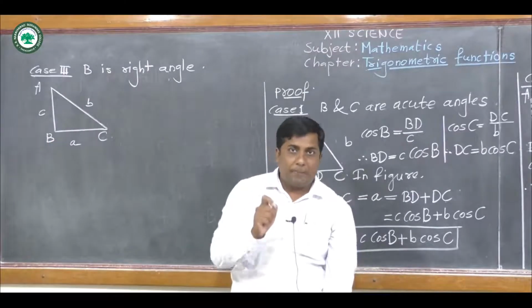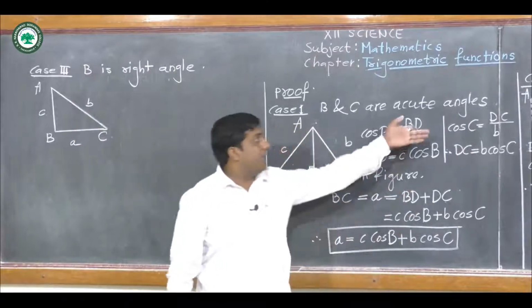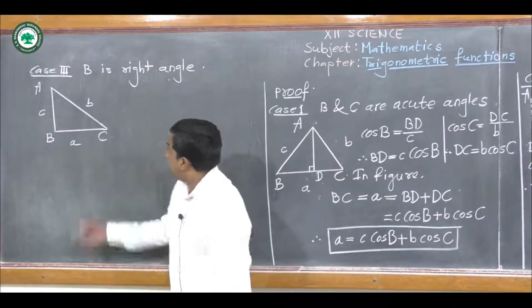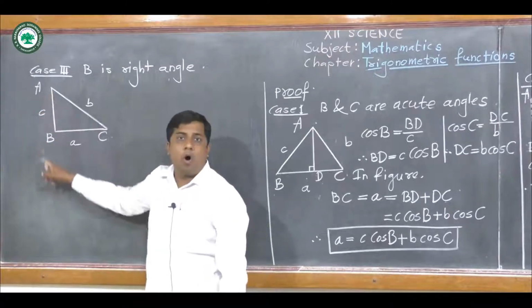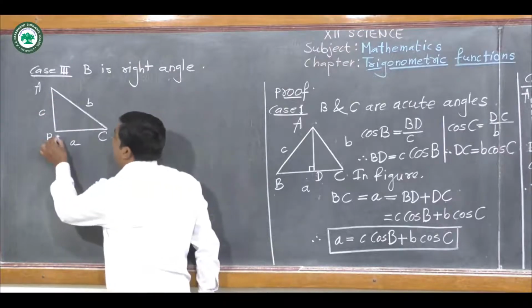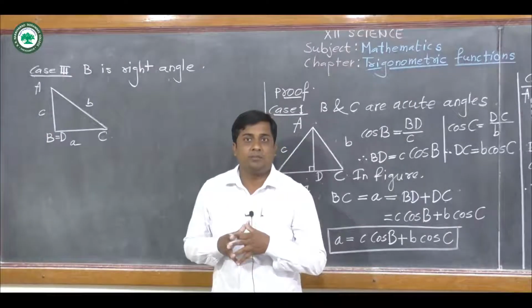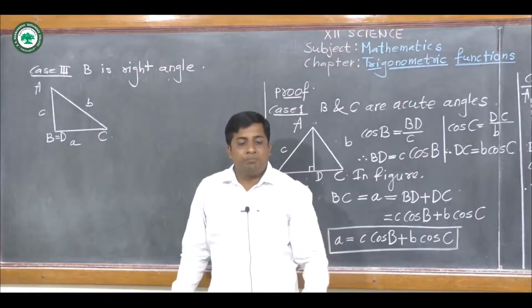We have to draw the perpendicular from the point A on BC. In the first case we consider this perpendicular. Here again we consider the perpendicular drawn from point A on BC, that is, B and D coincide with each other. These two coincide. Now we consider this triangle to define our case.